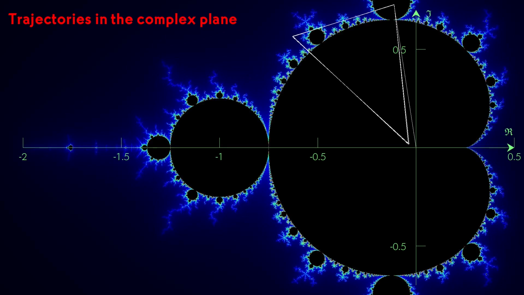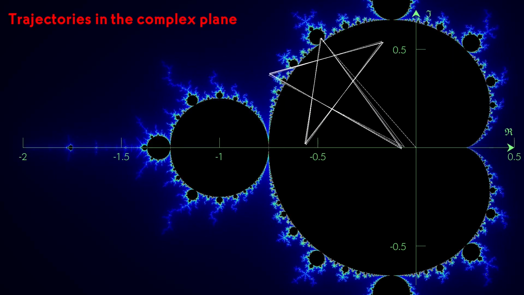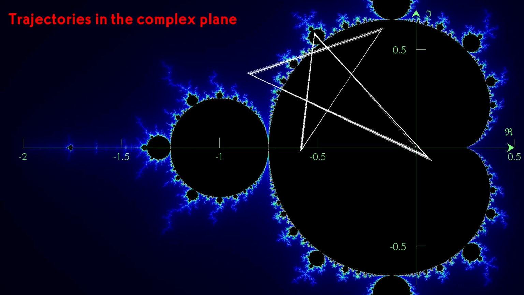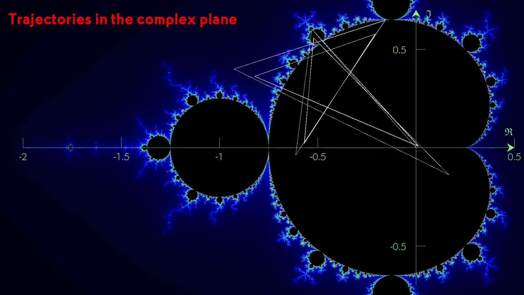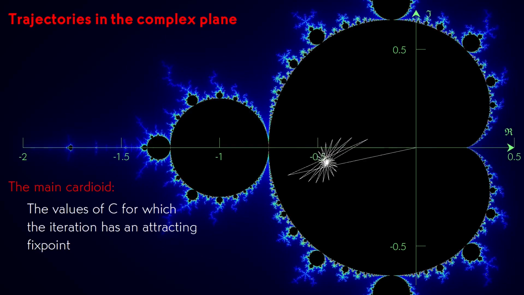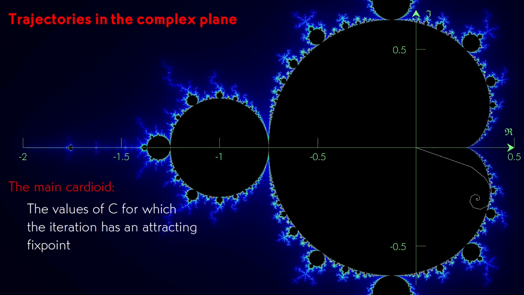The different round regions, called bulbs, appear to correspond to different periods. There are ones of order 3, order 4, order 5, and so on. The patterns of the cycles can get quite complicated. The big shape that looks to be a cardioid seems to be the region where there is a single fixed point. And indeed, it intersects the real axis at -3/4 and 1/4, which we already saw as the boundary for convergence to a fixed point on the real axis.